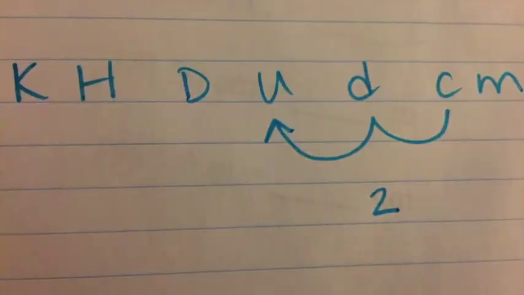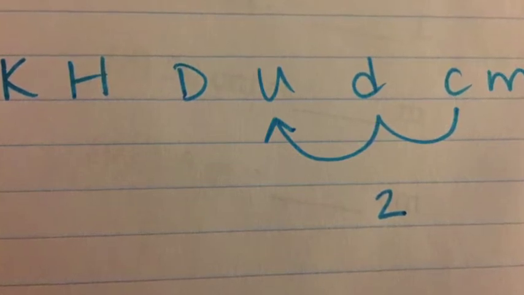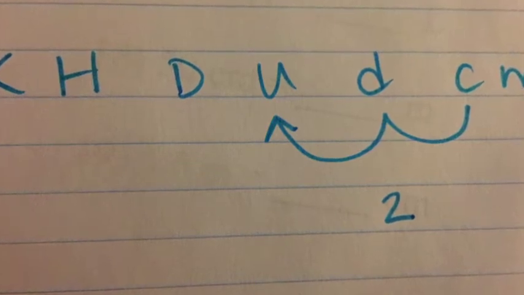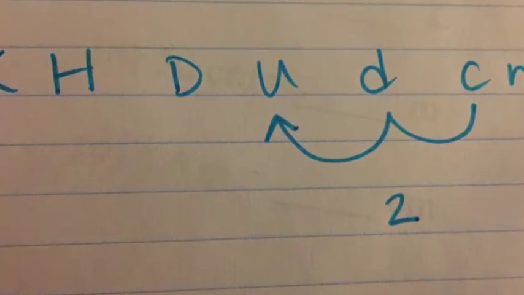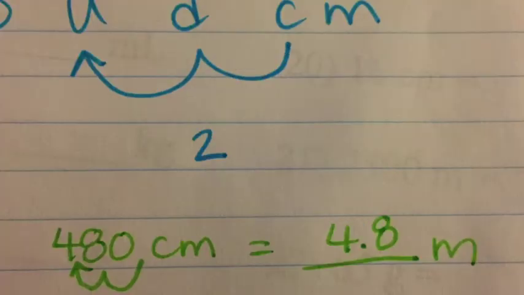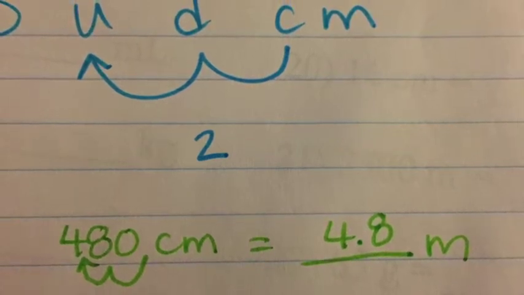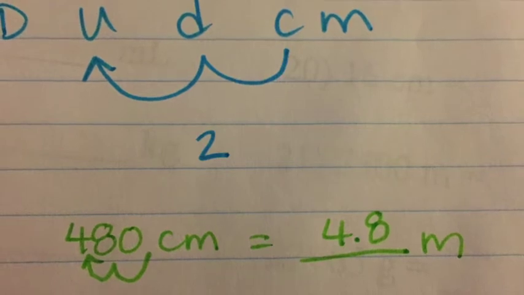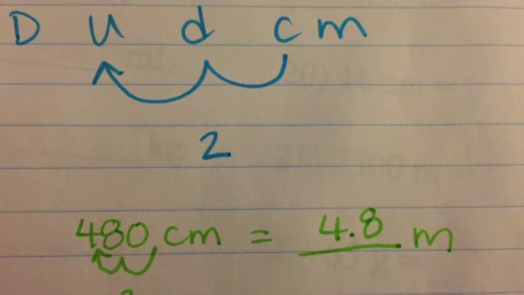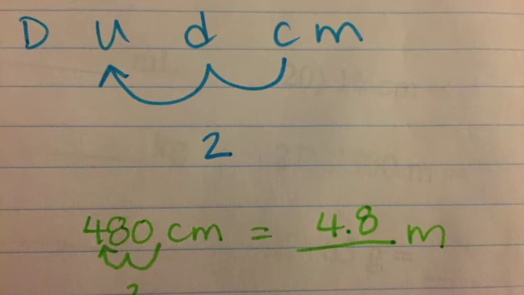Number 12 is 480 centimeters equals blank meters. So we're going from our C, centimeters, to our U, base unit, meters. So we're moving to the left 2 spaces. So looking at our numbers again, 480, the decimal point starts at the very end, 480 point, and we're going to move that decimal to the left 2 spaces. And that will give us 4.8 meters.